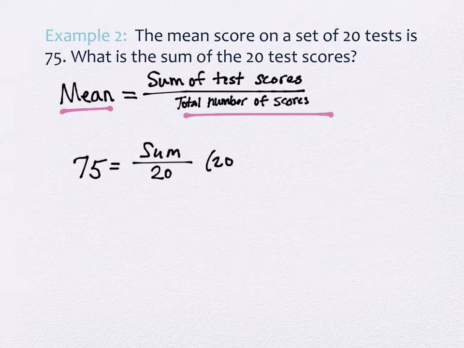So what would I do then to find the sum? Right. I would multiply the 20 to the other side by the 75. And what would the sum be? 1,500.